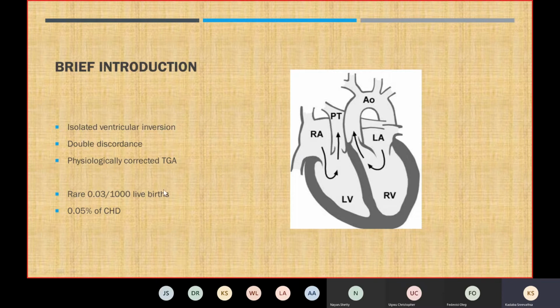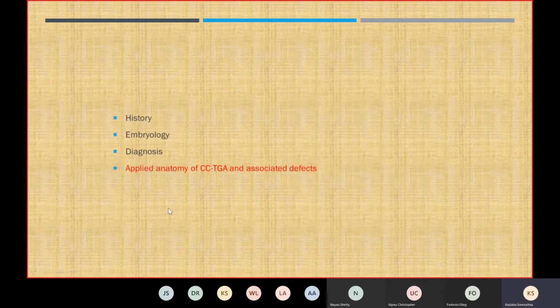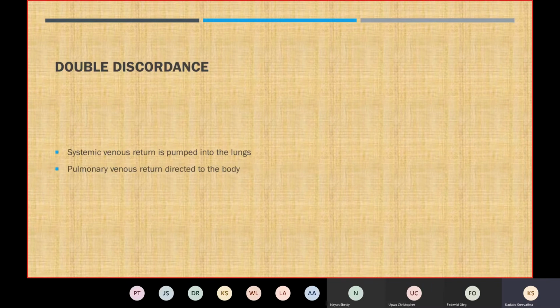And as we know, it's a rare congenital anomaly. It's just 0.03 per 1,000 live births. That accounts for 0.05% of congenital heart disease, and we know it's quite a small number. We had extensive discussion about the history, embryology, and the diagnosis and investigations for ccTGA. Thanks to Bernie for that talk. Today, we will go ahead with knowing a bit of applied anatomy of ccTGA, how it really affects the surgical management, and the associated defects and how they affect management as well.